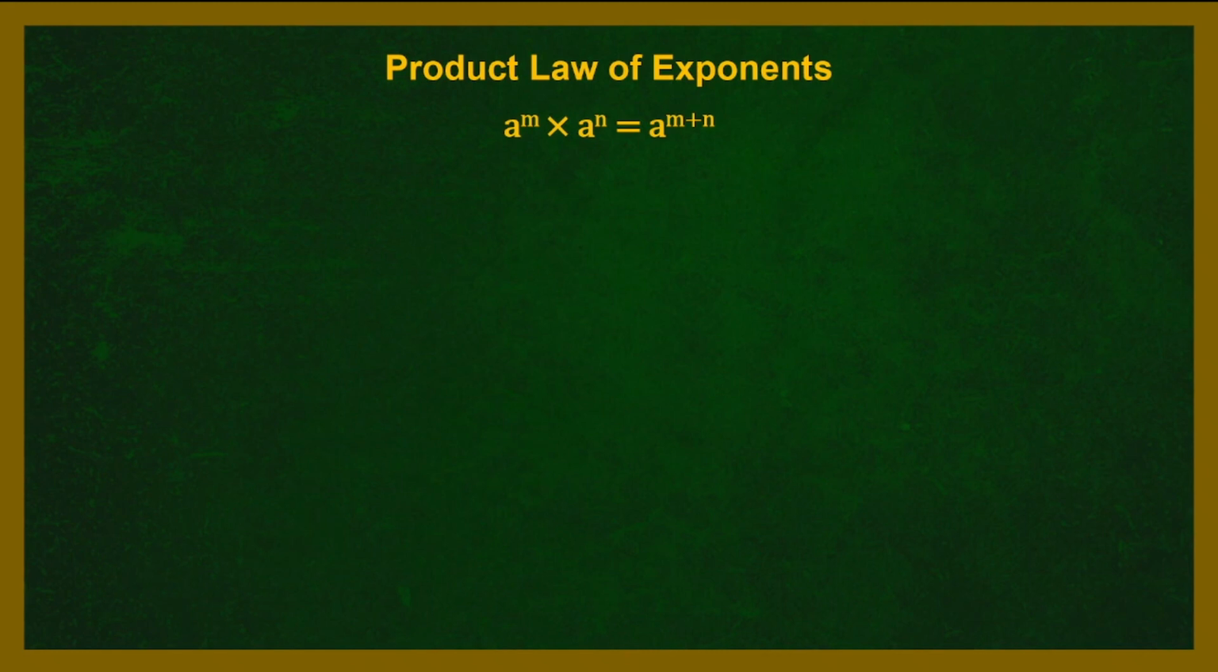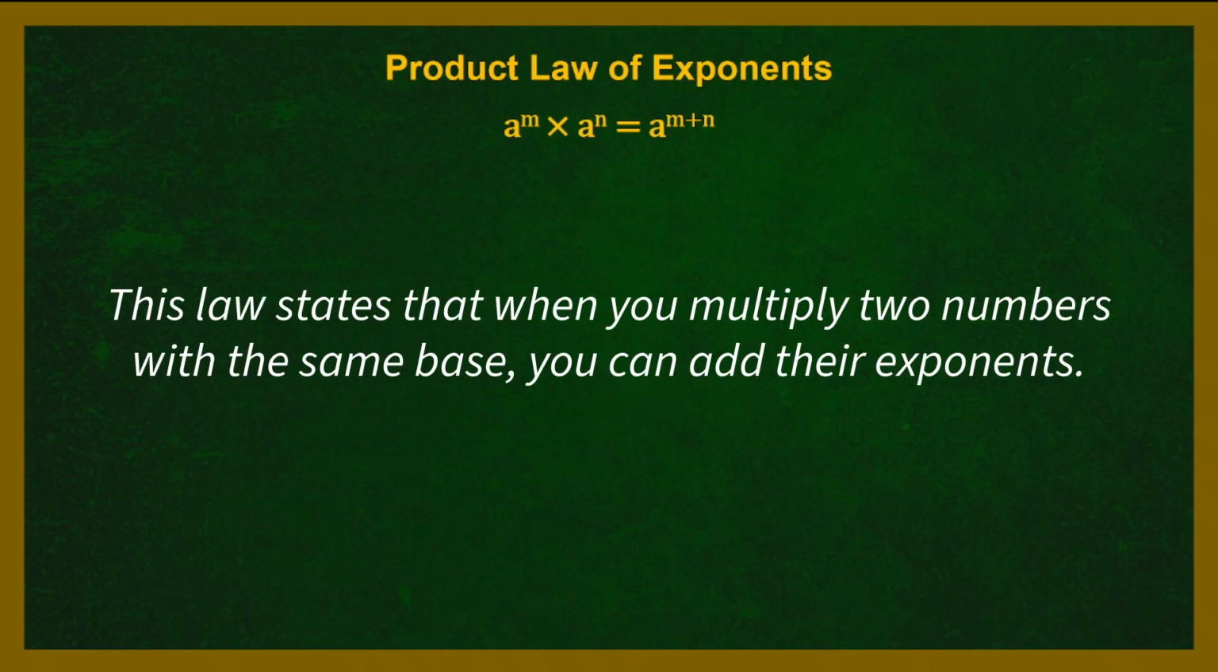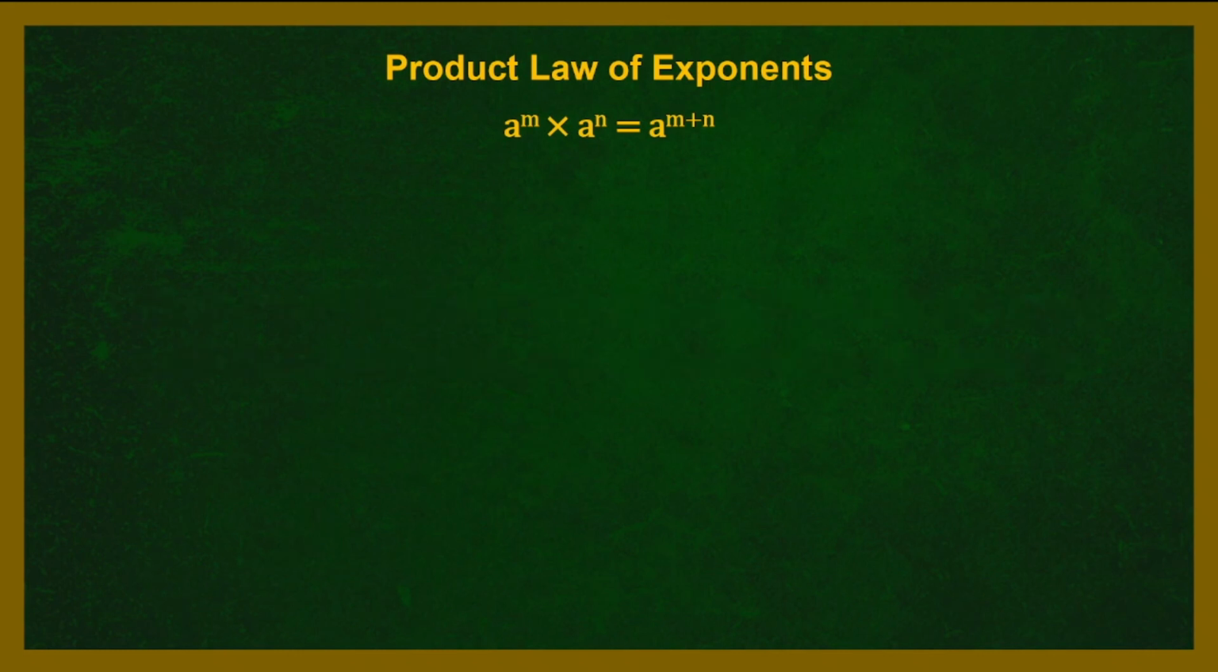Now, let's take a look at the first law. The product law of exponents. This law states that when you multiply two numbers with the same base, you can add their exponents. In mathematical terms, if you have a to the m power times a to the n power, where a is the base, the result is a raised to the m plus n power.